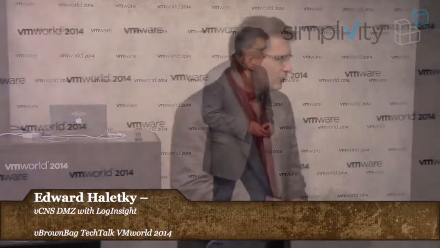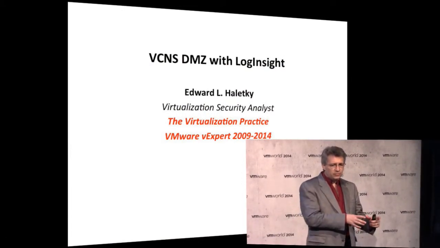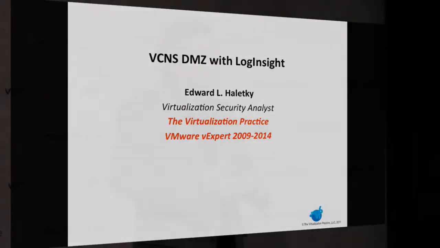I'm going to talk about vCNS DMZs with LogInsight. In a previous talk, which you can see on vBrownbag, probably on YouTube and everywhere else, I did a talk on using content packs with vCNS and vCenter. This is a follow-on to that. I needed more data into my content pack, specifically what was happening on the edge of my DMZ.